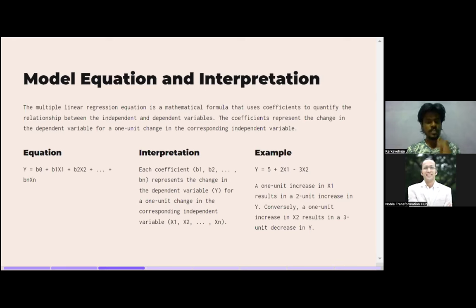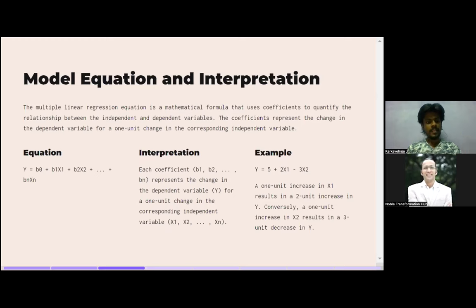Multiple linear regression equation is a mathematical formula that uses coefficients to quantify the relationship between the independent and the dependent variables. The coefficient represents the change in the dependent variable for one unit change in the corresponding independent variable. Okay, what is the equation? Y is equal to b naught plus b1 x1 plus b2 x2 plus b3 x3 plus bn xn. It will keep on going.